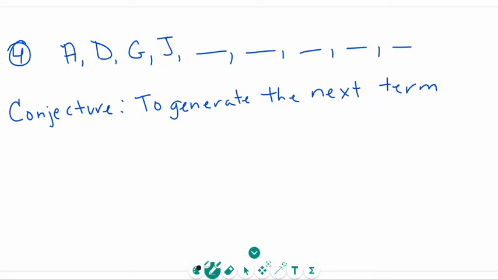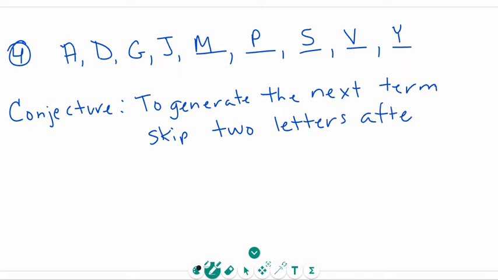Now we're looking at our next sequence, A, D, G, J. You'll notice that we are skipping 2 letters after the previous letter. So 2 letters after J would be M. Skip 2 letters after M, you would get P. Skip 2 letters after P, you would get S. Skip 2 letters after S, you would get V. Skip 2 letters after V, and you would get Y. Conjecture: to generate the next term, skip 2 letters after the previous term.